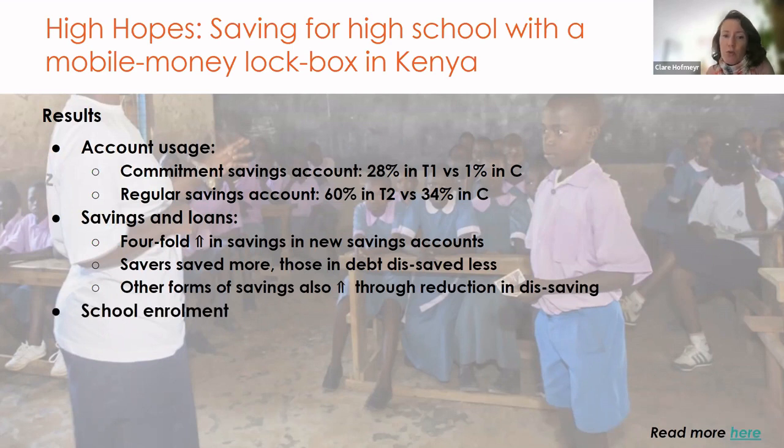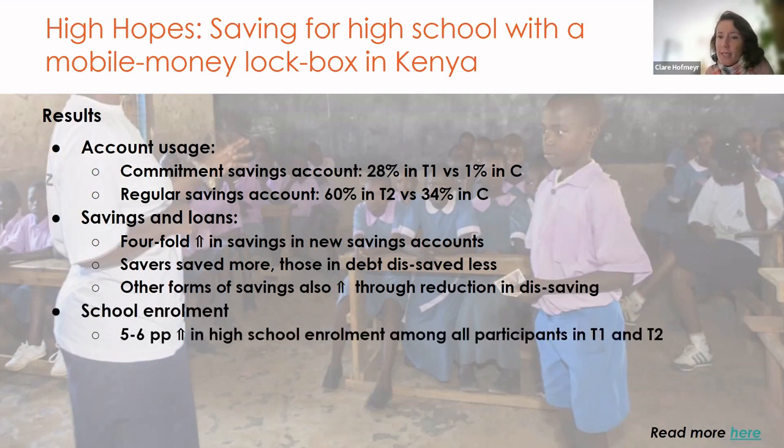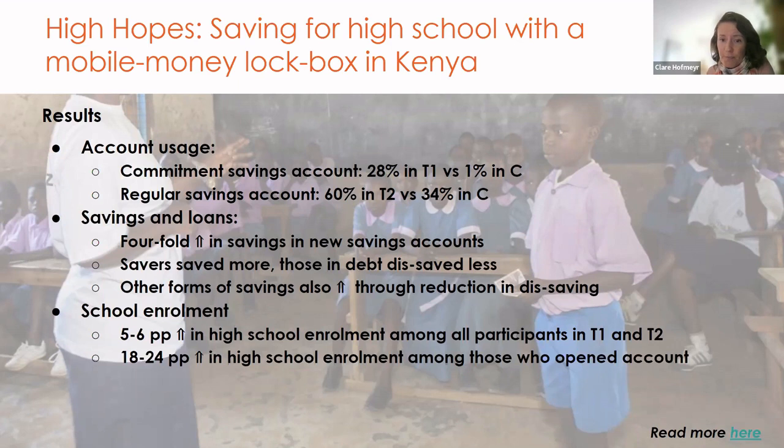In terms of school enrollment, there was a 5 to 6 percentage point increase in high school enrollment among all participants in treatment groups 1 and 2. So across all parents, whether or not they open an account, their children were 5 to 6% more likely to enroll in high school. And then among the subset who did actually open an account, the effect was larger, with enrollment increasing by an estimated 18 to 24 percentage points.